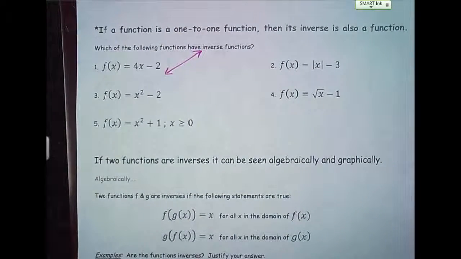Now, let me ask you 2 questions. Is a line a function? Would it pass the vertical line test? Absolutely. So my question to you now is, do you think its inverse would be a function?